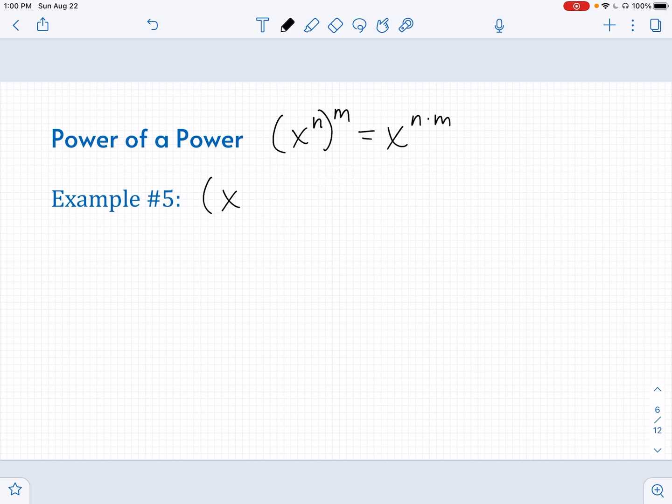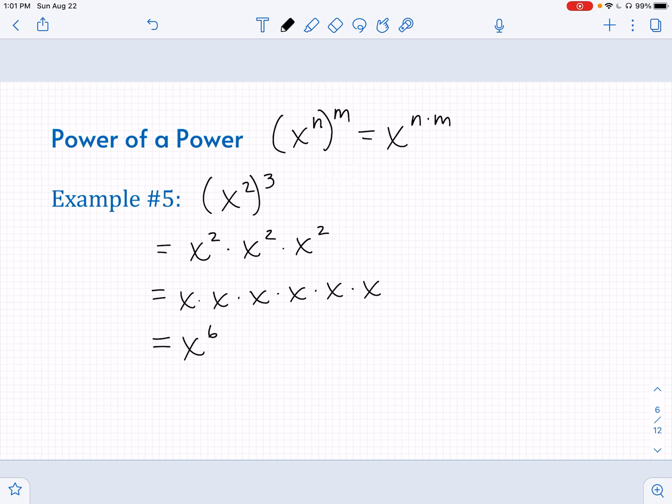Let's say I had x to the 2nd to the 3rd. Well, really what this is, it's 3 sets of x squared. And I know each x squared is really just x times x. So I'm left with 1, 2, 3, 4, 5, 6 x's, x to the 6th. And yes, 2 times 3 equals 6. This long expanded form proves why you get x to the 6th when you do an exponent like this.